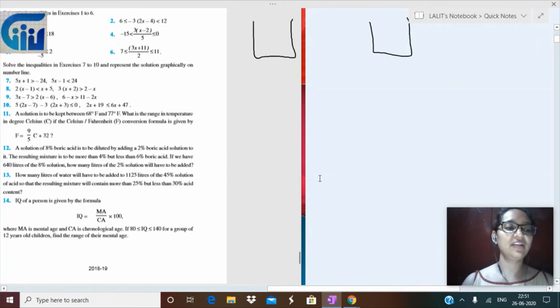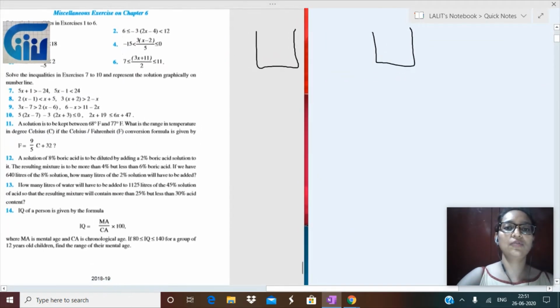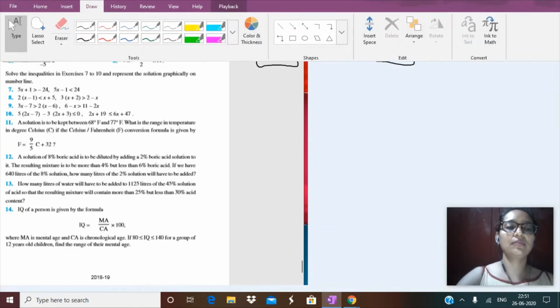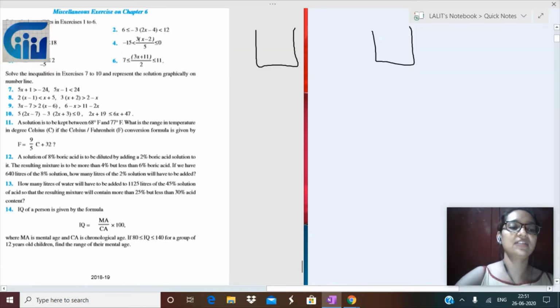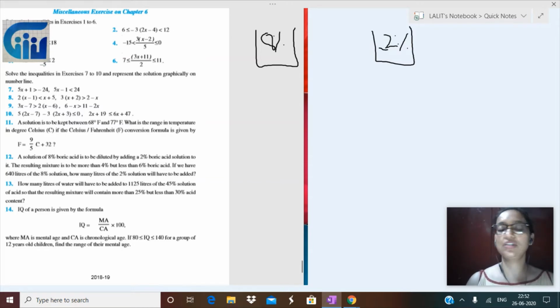So over here, if I read question number 12, it says we have a solution of 8% boric acid. So over here, if I take boric acid solution, let's take it like this. So we have 8% boric acid solution over here, and it is to be diluted by adding 2% of the boric acid solution. So we have 2% over here. So we have 2 bottles. In one, we have 8% boric acid. It means the total solution, rest of the thing is water. The acid content is 8% in one bottle. In the second bottle, the acid content is 2%.